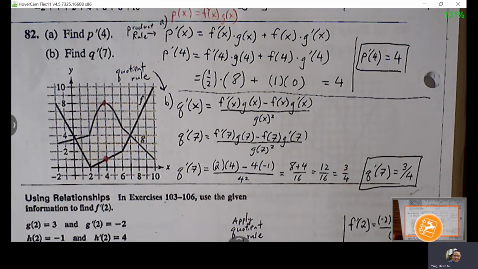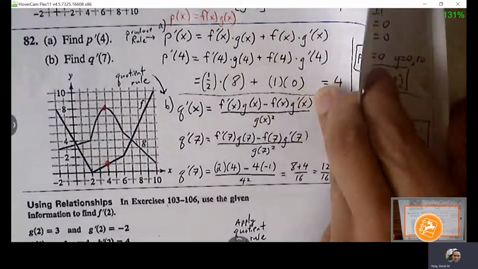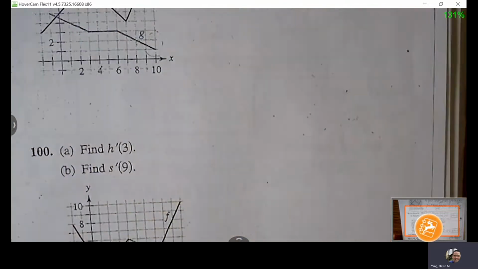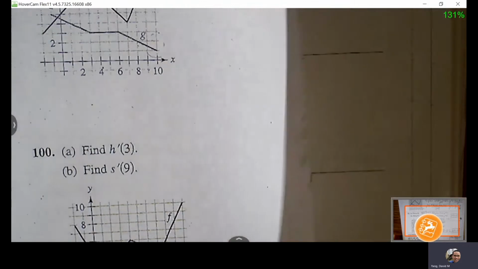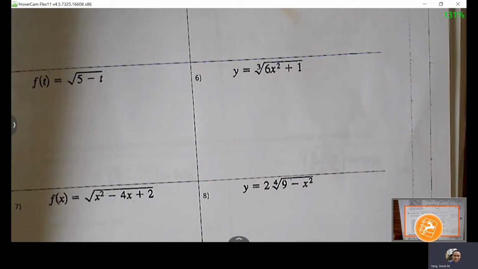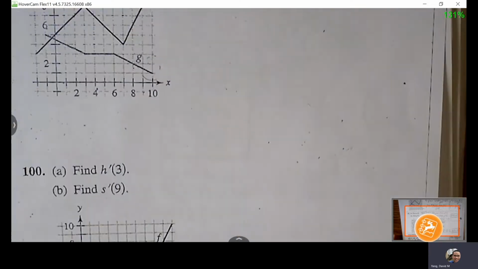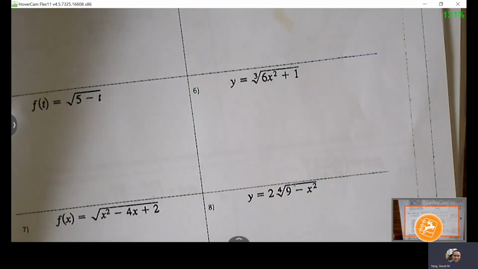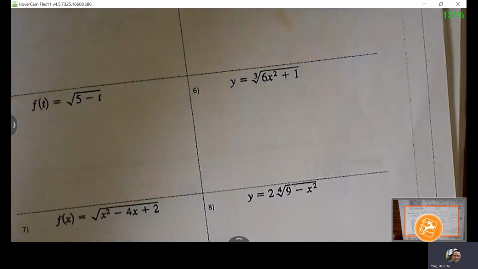Any questions? Nobody has any questions about 82? Okay, let's go to a chain rule problem. So let's go to the next page. How about number 100? Oh, you know what? Number 100, I forced it into a product rule problem. Let's see, can we do it from a chain rule perspective? Okay, yeah, let's do that.